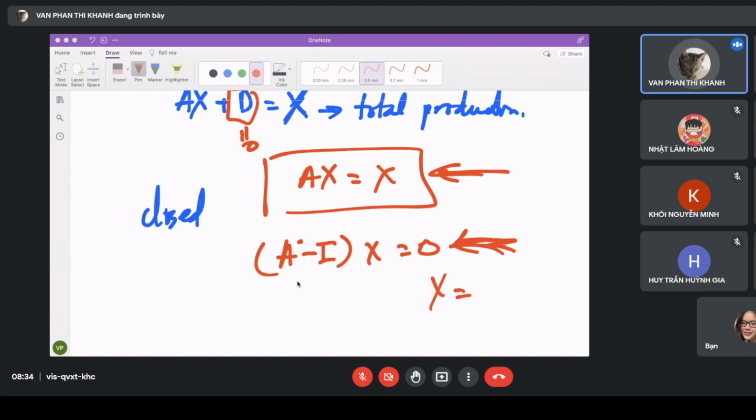No, we don't have matrix division. I tell you many times in class, right? We don't have matrix division. We have a homogeneous system. How can we solve a homogeneous system?